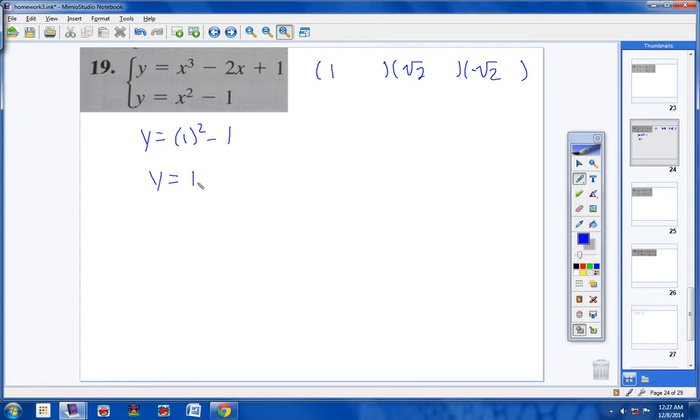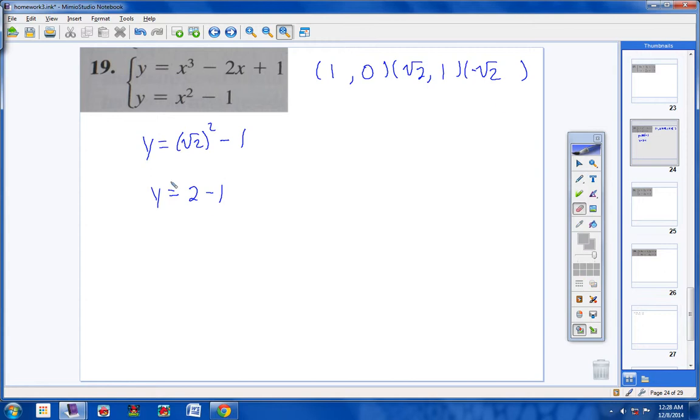Well, 1 squared is 1. 1 minus 1 is 0. Okay, so we'll put a 0 right here. So there's one ordered pair. Okay, now let's put in square root of 2. So y equals, and then for x I'll put square root of 2 squared minus 1. Well, whenever you square a square root, you get what's on the inside, so 2 minus 1. 2 minus 1 is 1.